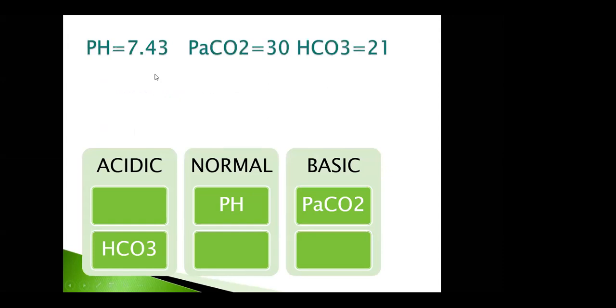Okay, and let us try for this ABG: pH 7.43, PaCO2 of 30, bicarb of 21. So pH is normal, we are placing it in the normal box. PaCO2 30, we are placing in the basic box because it's less than normal, and bicarb is placed in the acidic box. So it means the patient has a compensated disorder, as pH is normal.